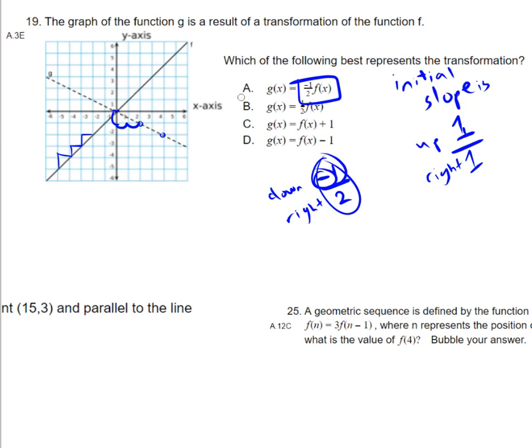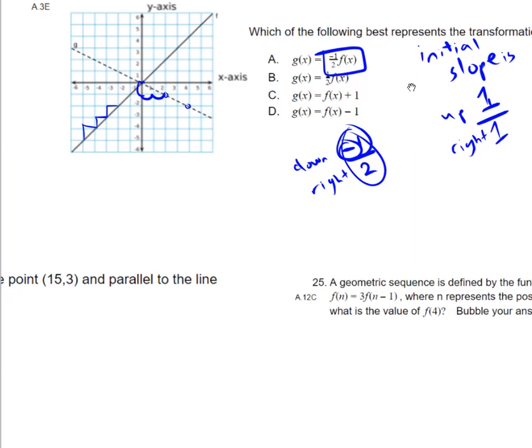A lot of people, there's going to be a ton of people who choose B because they're going to say, oh, it's 1/2 f of x, right? But look at that. That line there is not a slope of 1/2. 1/2 would be a positive slope, and that's clearly a negative slope. It's going down from left to right. So once again, the answer there is A. Let's go ahead and move on.